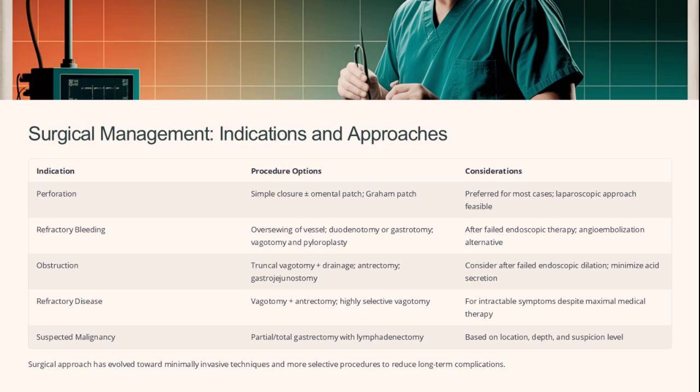Surgical management of gastric conditions involves a variety of indications and approaches, each tailored to the specific needs of the patient. Simple closure or omental patching is often used for perforation, while refractory bleeding may require over-sewing or gastrectomy. Obstructions might be managed with vagotomy or drainage, and refractory diseases could involve vagotomy with antrectomy.